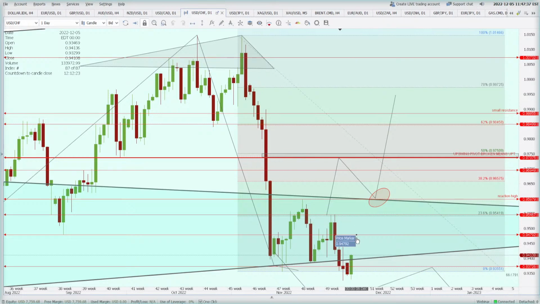So immediate resistance 0.9479, immediate support 0.9372.